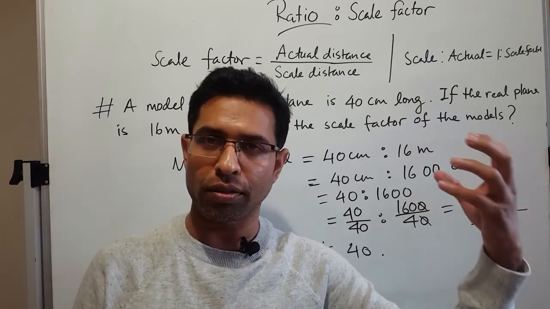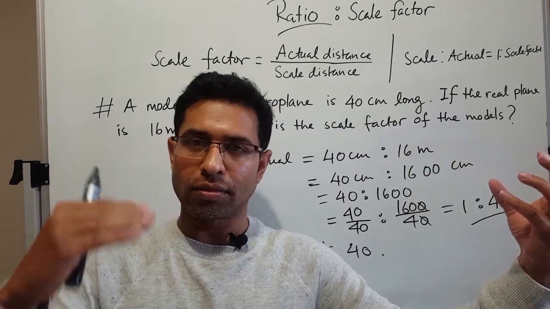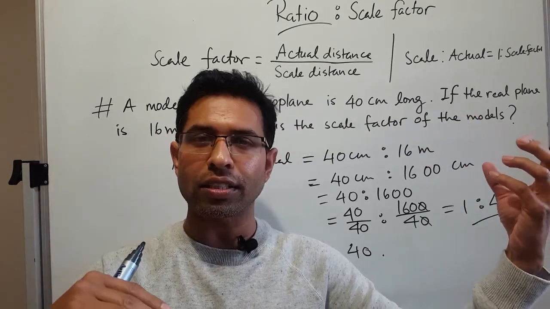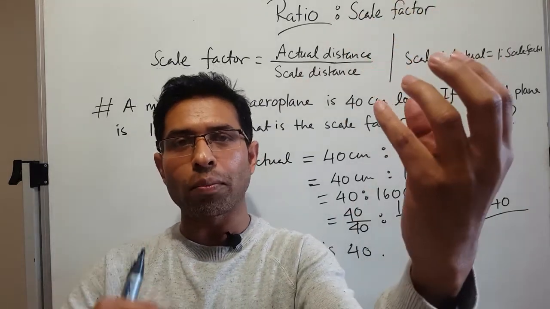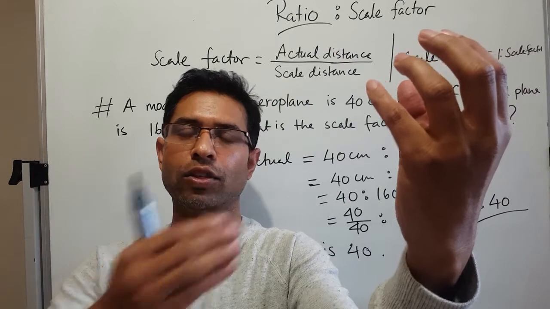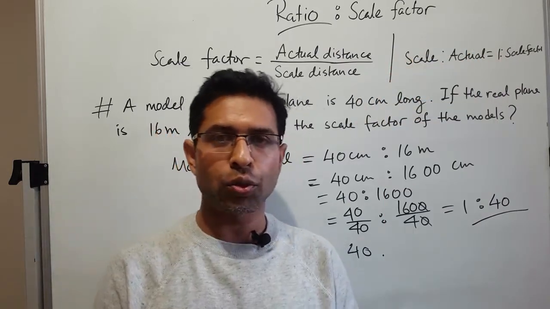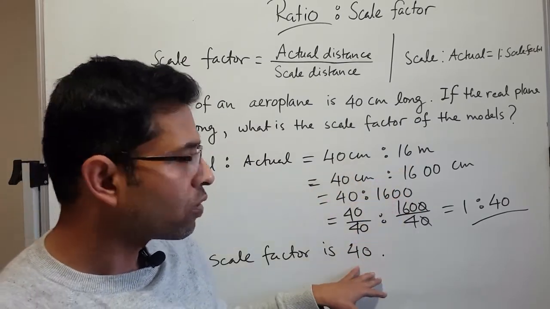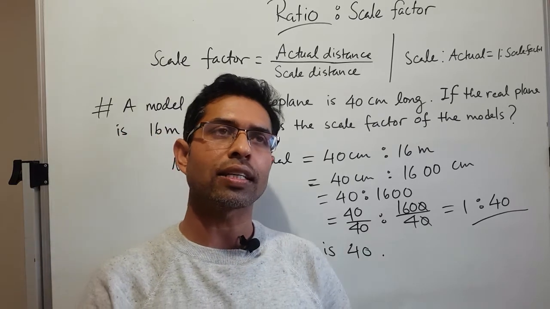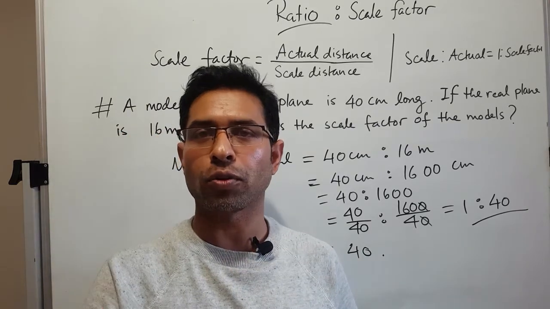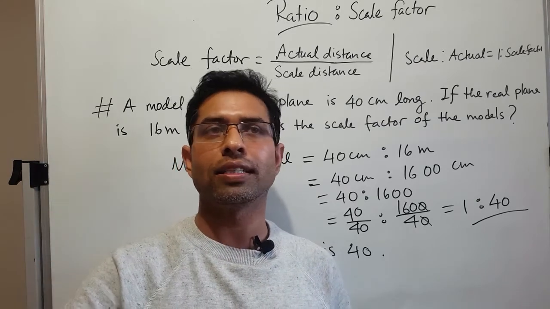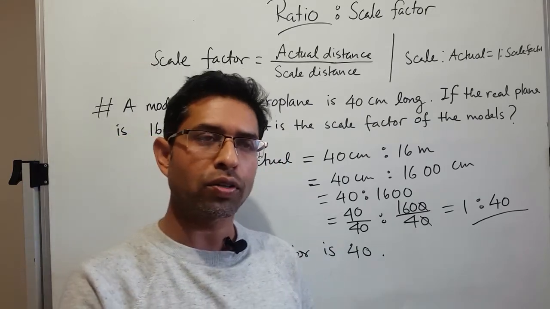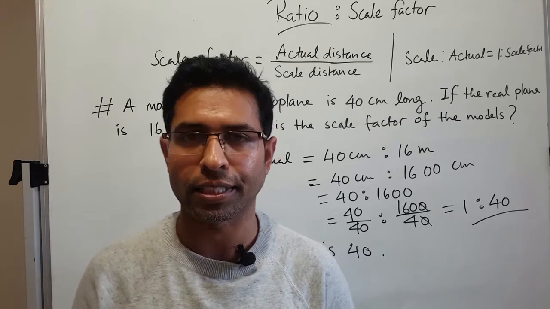So the model length is always smaller. How many times smaller depends on the scale factor. When it's asking for the model length, you divide by the scale factor. When it's asking for the actual length, you multiply the model length by the scale factor. So there could be these two different types of question. One is asking what the scale factor is, and then you simplify to find the scale factor. Another is where the actual length and scale factor are given and it asks for the model length, or the model length and scale factor are given and it asks for the actual length, and this is how you decide whether to multiply or divide by the scale factor.